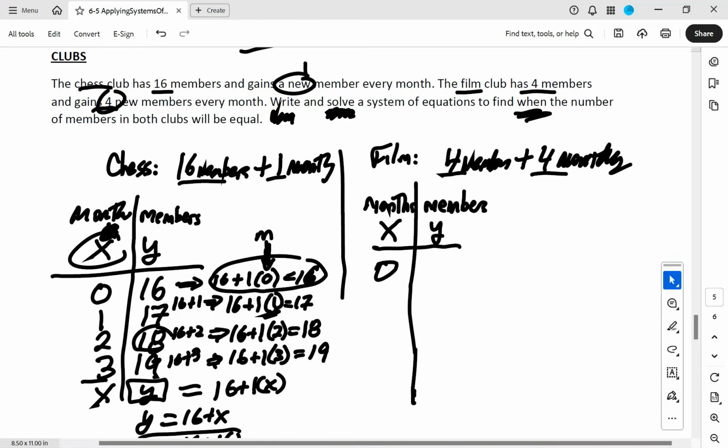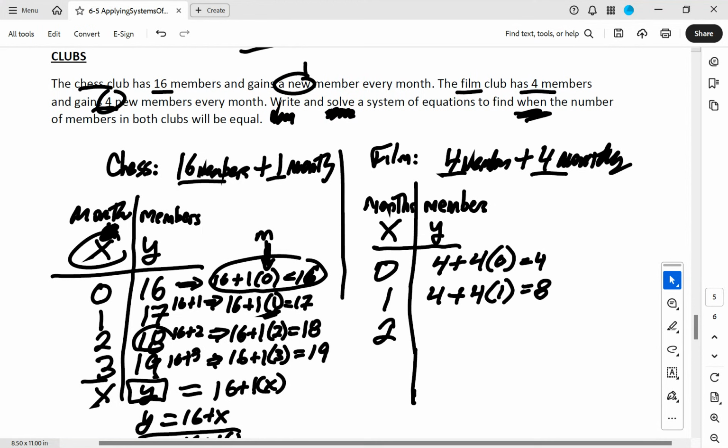So when that happens, we have 4 members at the beginning, plus 0 new ones. But the reason it's 0 is because there's 4 every month and there's 0 months. So 4 plus 0 is 4. And then 1 month, that's the number of old members plus the number of new members every month, and 1 month has gone by, and 4 plus 4 is 8.